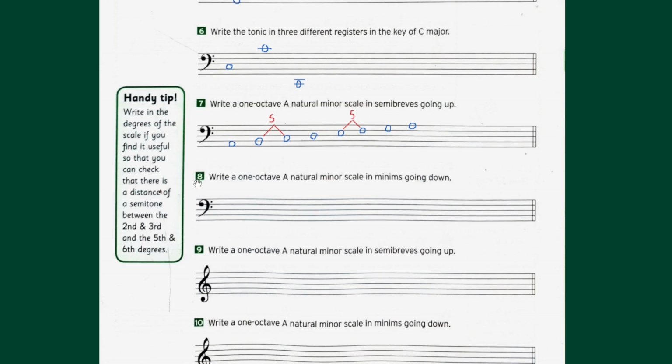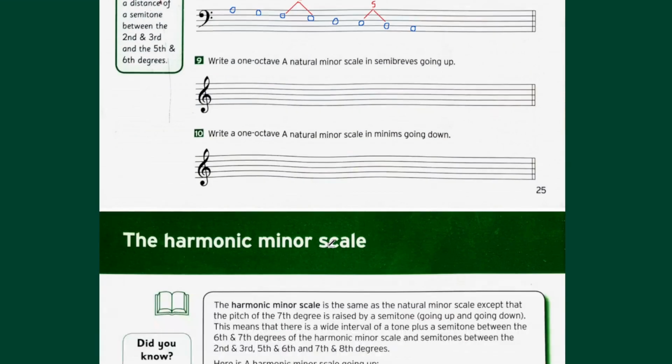Okay, let's take a look at the next one. Write 1 octave A natural minor scale in minims going down. So this time the scale is going down, so I'm going to write the notes from the highest A. Okay, so I've written out 8 notes going down from the highest A to the lowest A, and since I don't have a key signature to write here, we're going to mark the semitones from the 2nd and 3rd and the 5th and 6th. Okay, let's go to the next one.